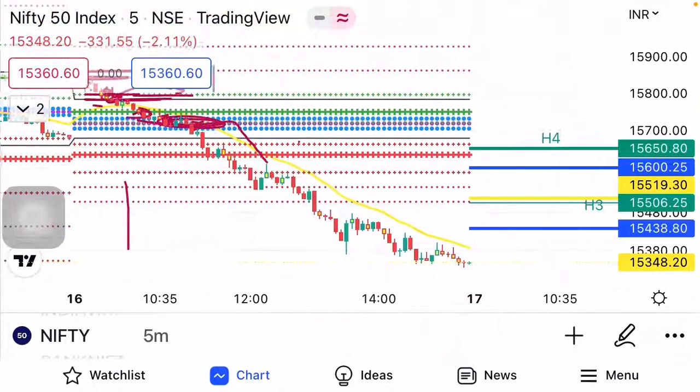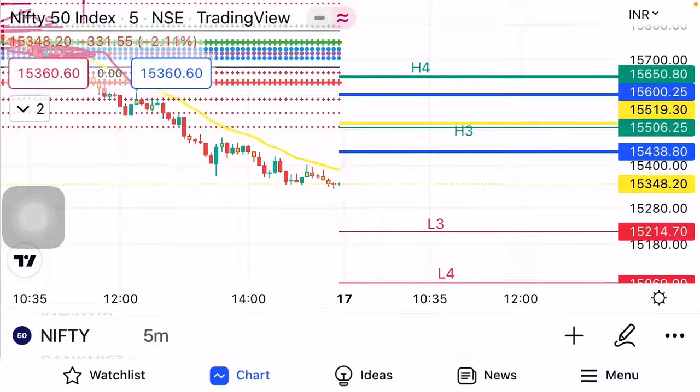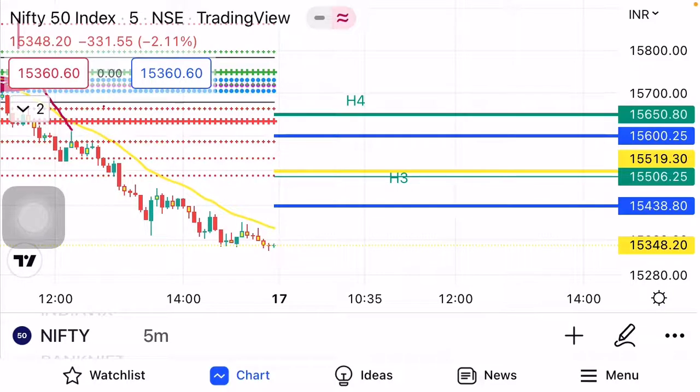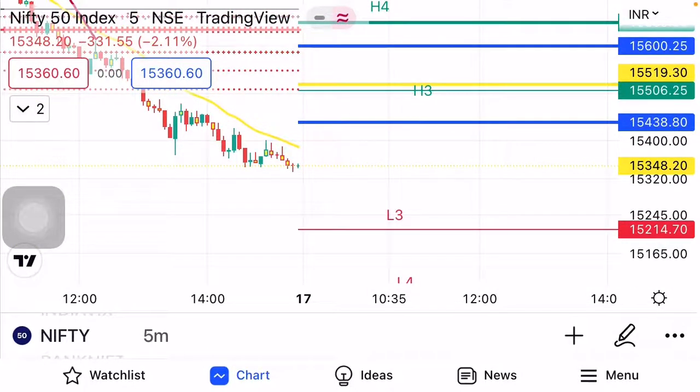See, since it is very trendy today, the CPR and the Camarilla levels, everything is very wide for tomorrow. See the distance, this is a very wide CPR, right? The distance between the top CPR and bottom CPR is more than 150 points. Generally a 150 points distance will be in Bank Nifty. In Nifty, if it is 150 points, it is very wide. And if you observe here, mostly from L3 to H3 the distance will be around 100 points if it is okay, but it is more than 200 points.